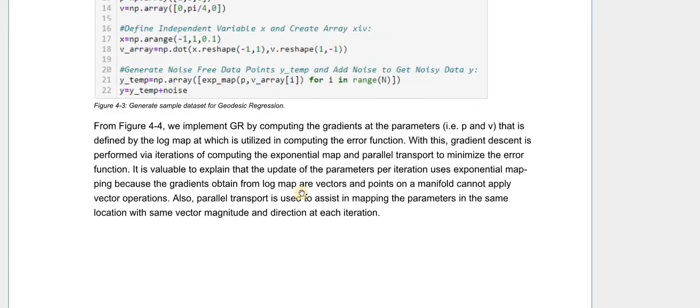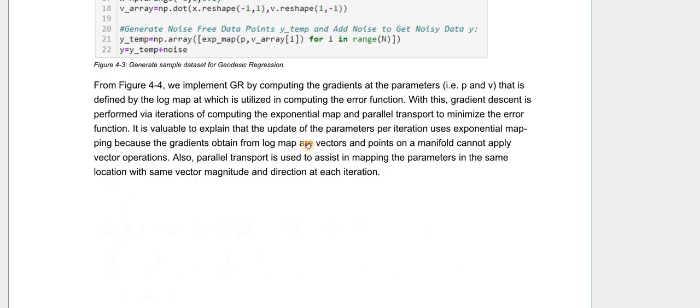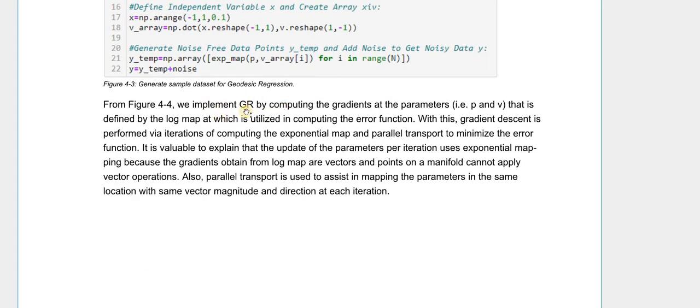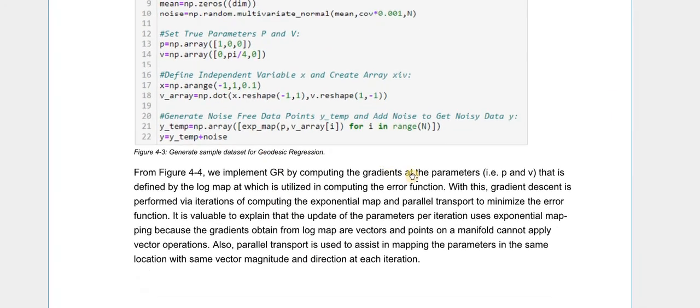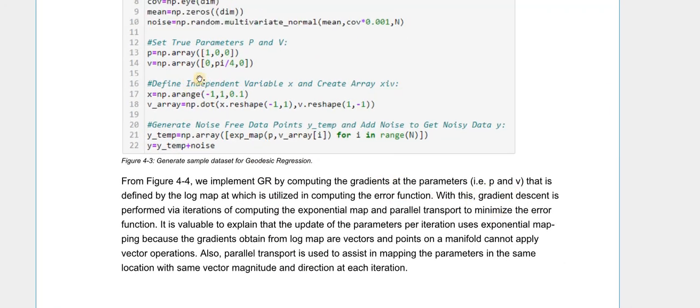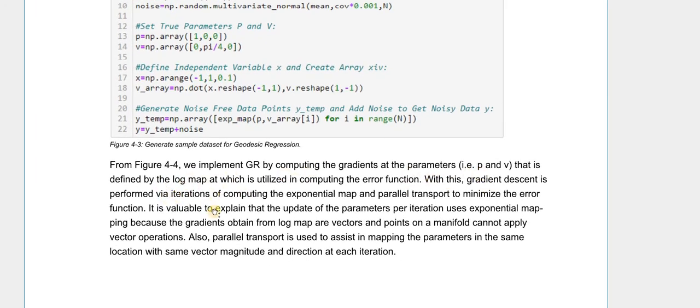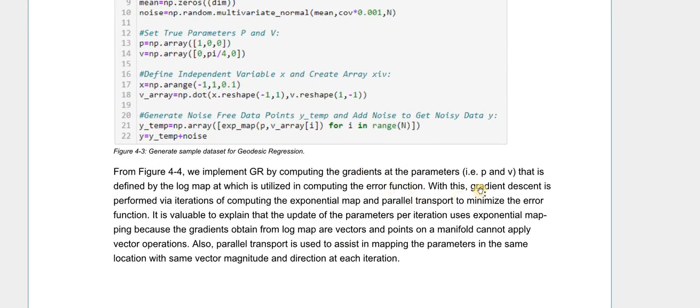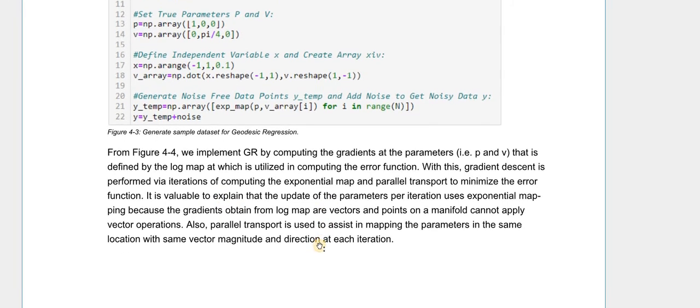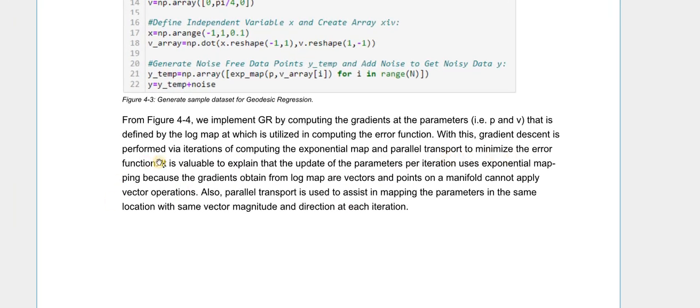So once we have that, the next step here is to implement the geodesic regression by computing the gradients at the parameters P and V, as I mentioned here. And we define how we do this: we have to define the log map, which is utilized in computing the error function. And with this, the gradient descent is performed by iterations of computing the exponential map and parallel transport to minimize the error function. And that's the essence of the implementation of geodesic regression.